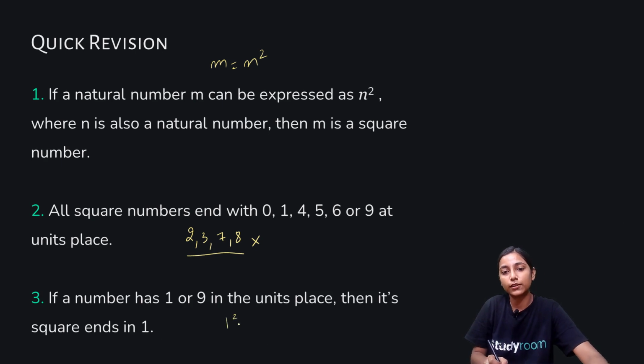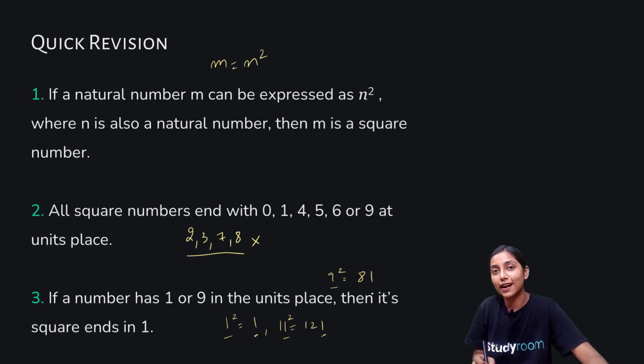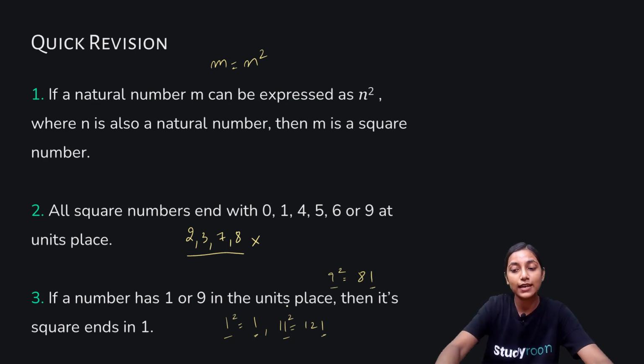Now if a number has 1 or 9 in the units place, then its square ends in 1. We can see 1 square is 1. Next, 11 square is 121. Similarly, 9 square is equal to 81. So all numbers that have 1 or 9 at the units place have their square ending with the digit 1. We saw this as well.